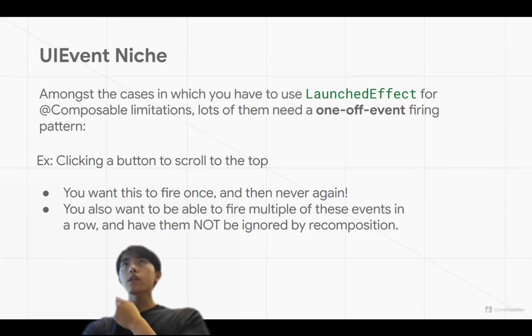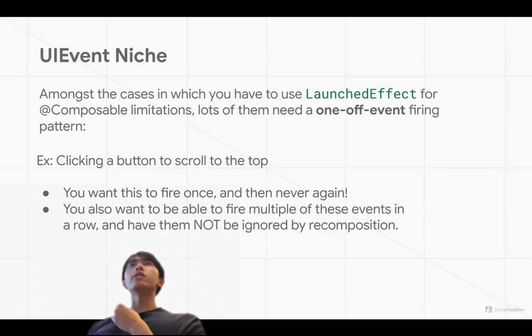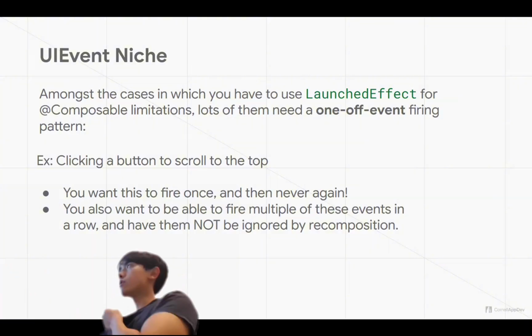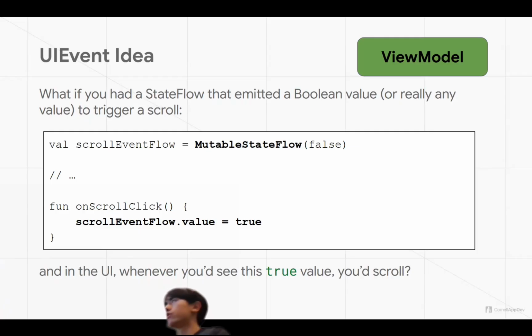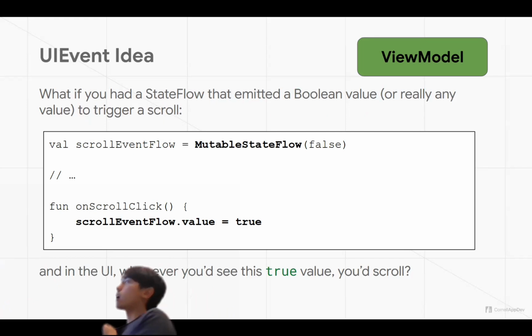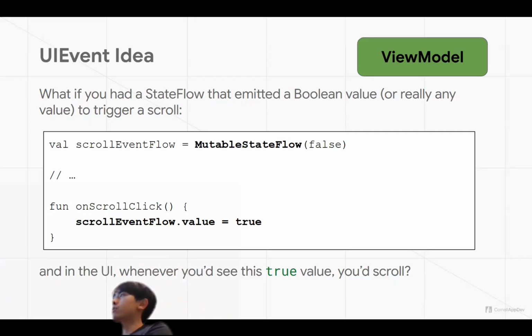So there are a few ways you might think are a good idea to implement clicking a button to cause a scroll to the top. For example, what if we had a state flow that just gave the screen a Boolean? Immediately it's false, but whenever we should scroll to the top, we'll just emit true. And so whenever in the UI you see true, you cause that scroll to occur.